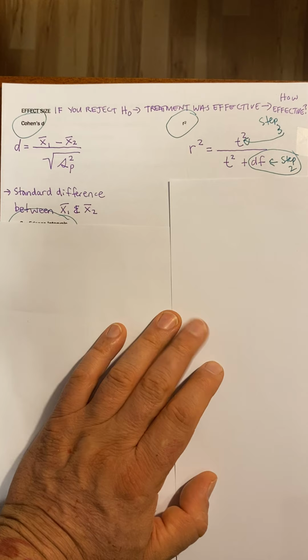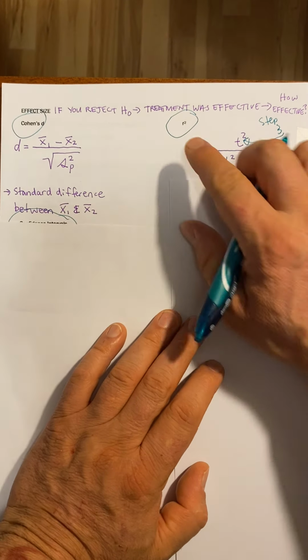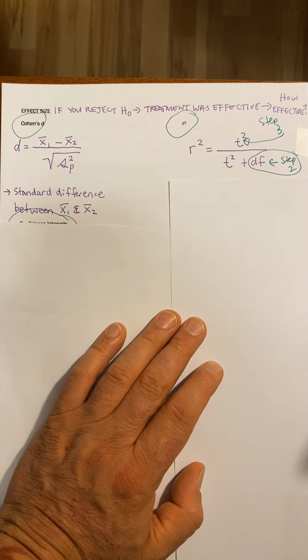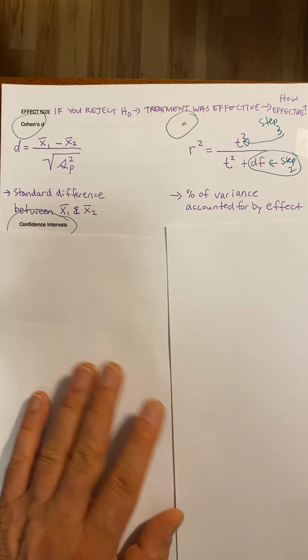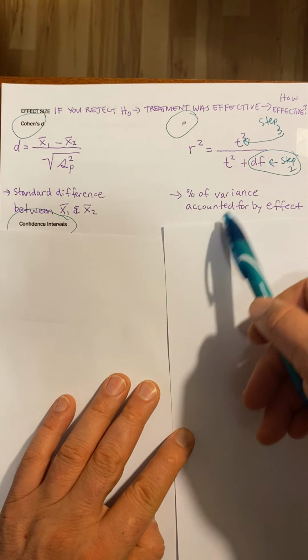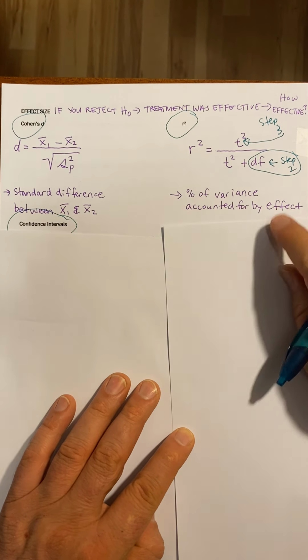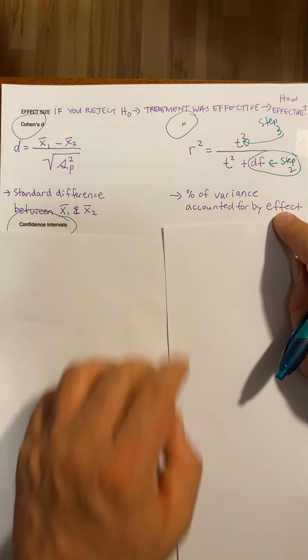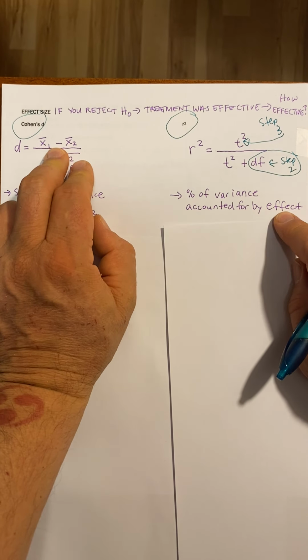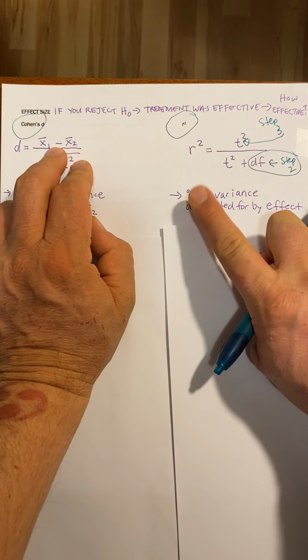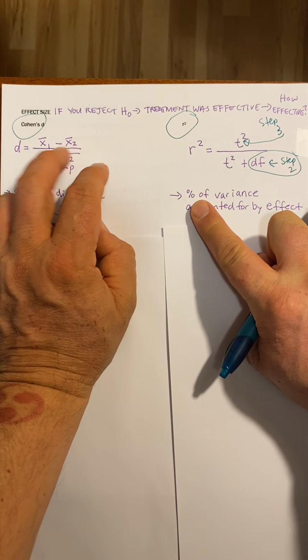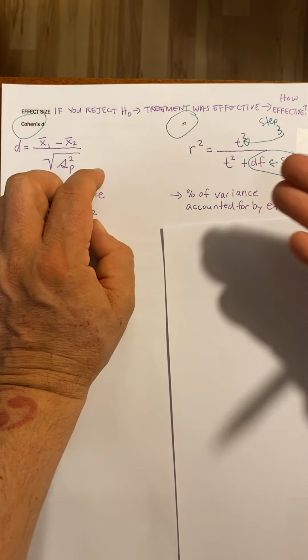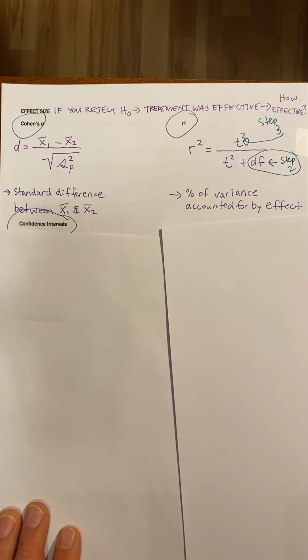Once you've calculated that, you're going to come up with some decimal value. That decimal value you'll be able to think of as the percent of variance accounted for by the effect, right? So if there is a difference between the two samples, this percent is what percent of that difference you can say is due to the thing that you did to the participants.